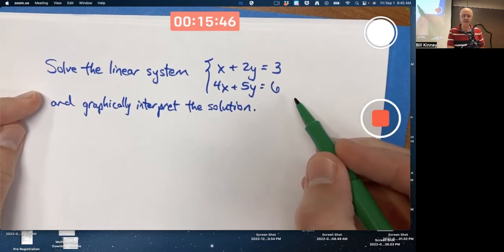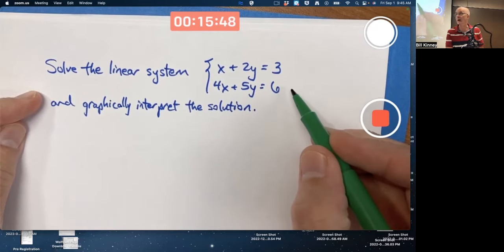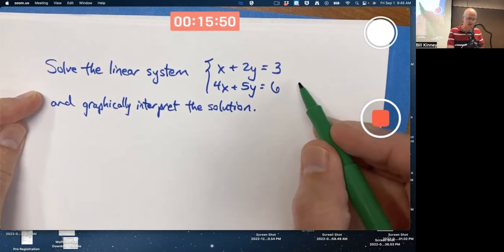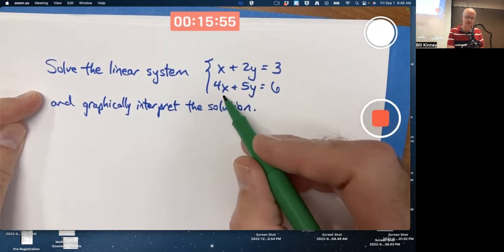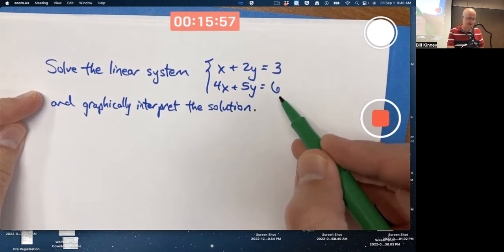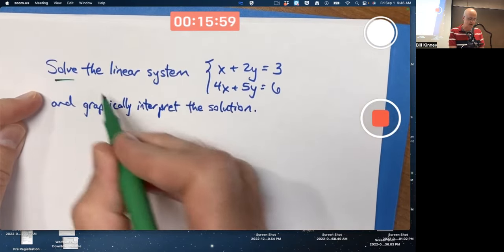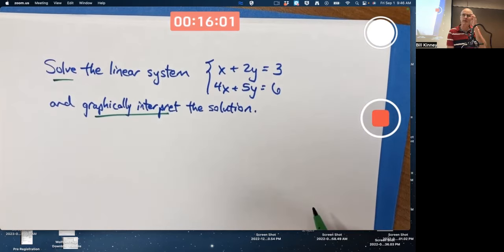Here we have a linear system of algebra equations, not differential equations, algebra equations. The first equation being x plus 2y equals 3, second being 4x plus 5y equals 6. Solve it and graphically interpret the solution. Hopefully you've done this before, but it's good to get a little practice.